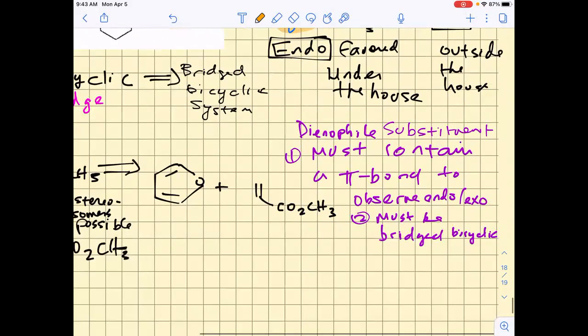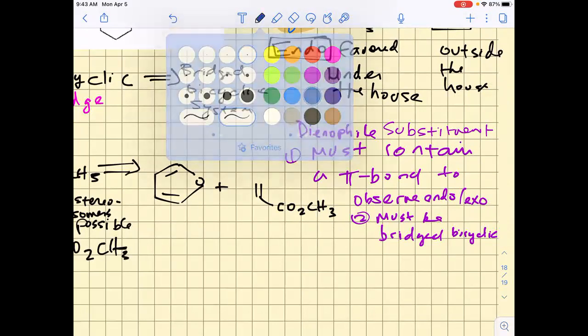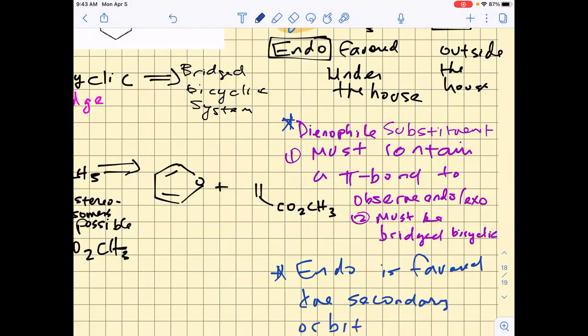So I'm going to put that down here in a different color. So endo is favored due to what we call secondary orbital overlap or orbital interactions.